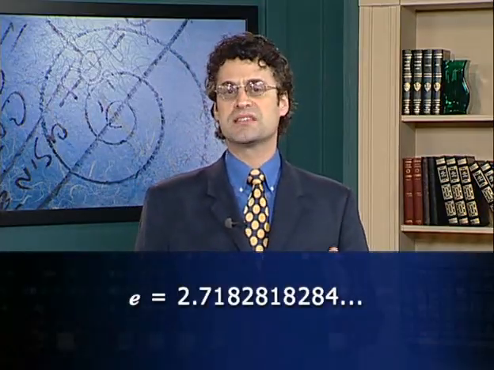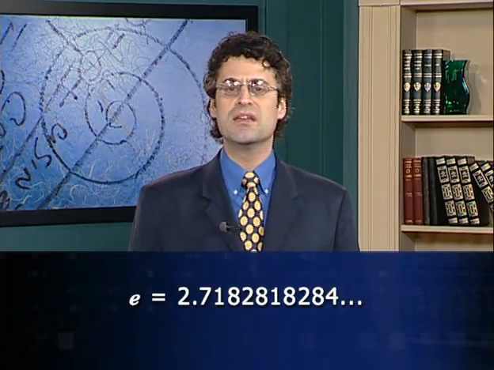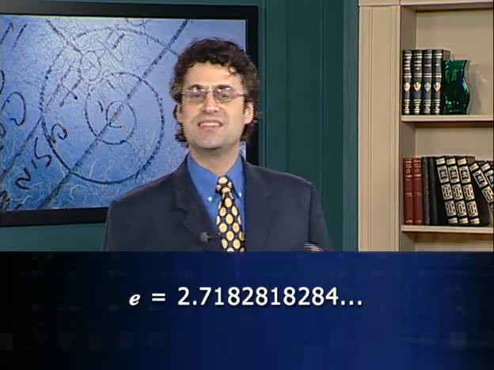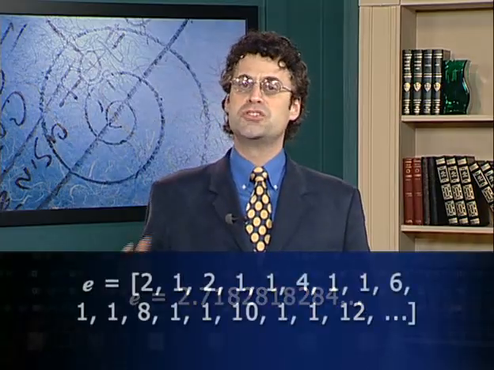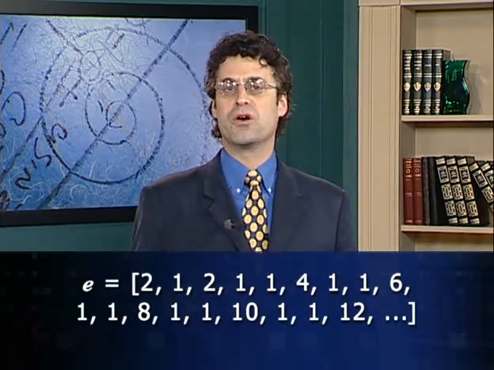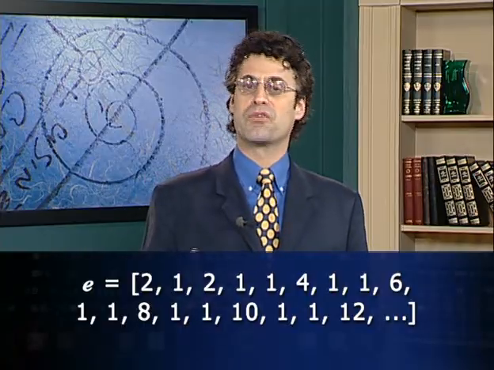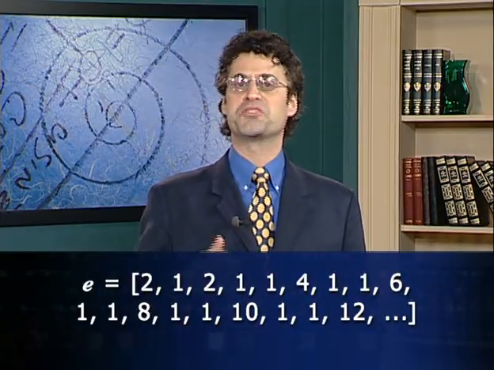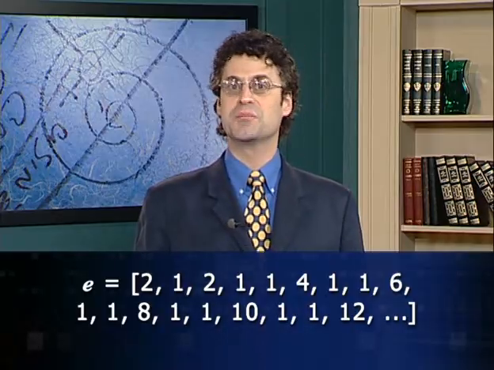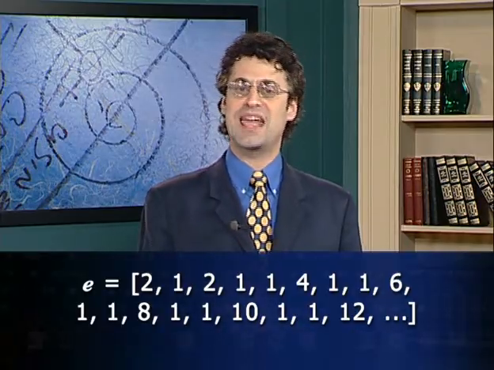If we begin with its decimal expansion, which is 2.71828 and so on, then we'd find that it actually equals a continued fraction of the form 2 plus 1 over 1 plus 1 over 2 plus 1 over 1 plus 1 over 1 plus 1 over 4 plus 1 over 1 plus 1 over 1 plus 1 over 6 plus 1 over 1 plus 1 over 1 plus 1 over 8, and so on.